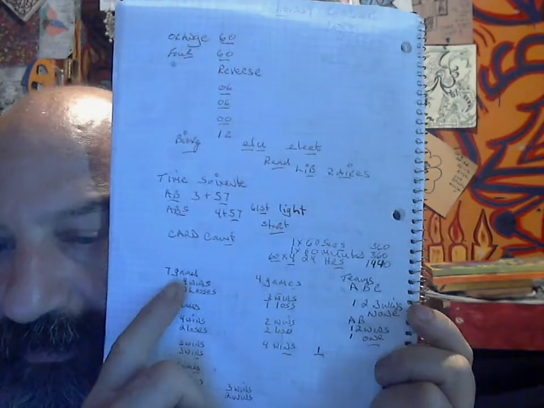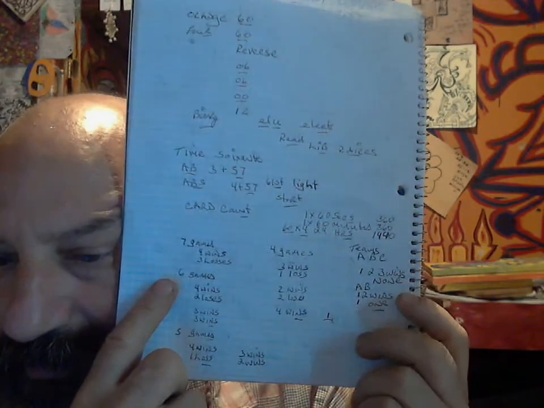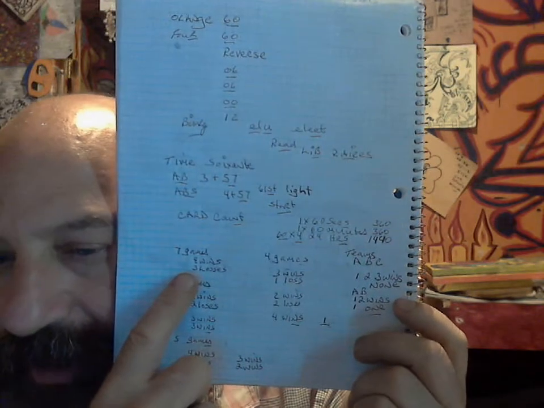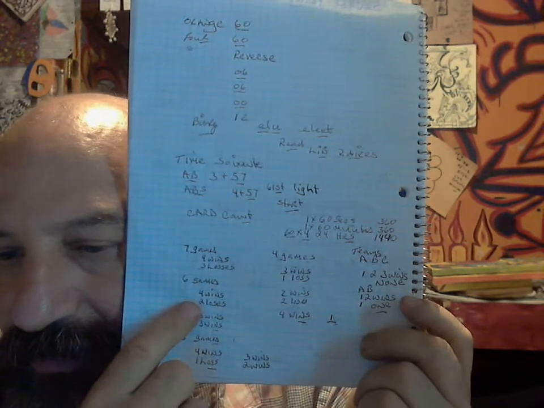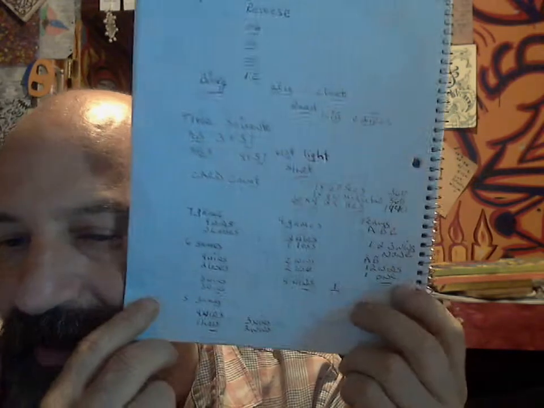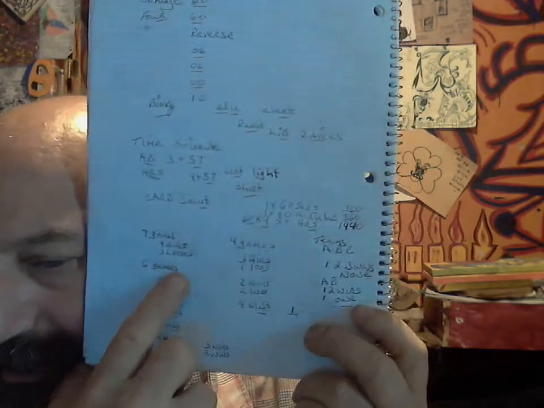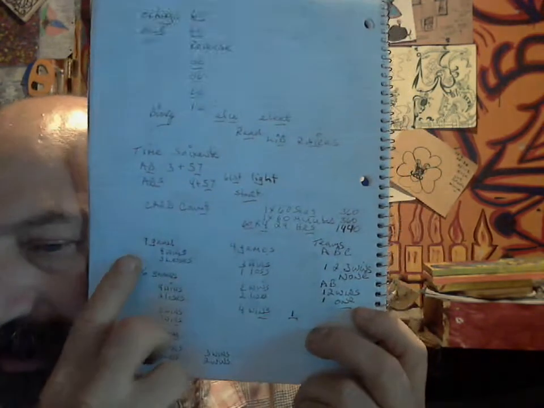Here's one little thing. Seven. Four games won, three games lost. Six. This is an automatic. When it comes to six, four wins, two losses, three wins, three losses, automatic. 9 and 9, 10 and 8. 10 and 8 is the out.